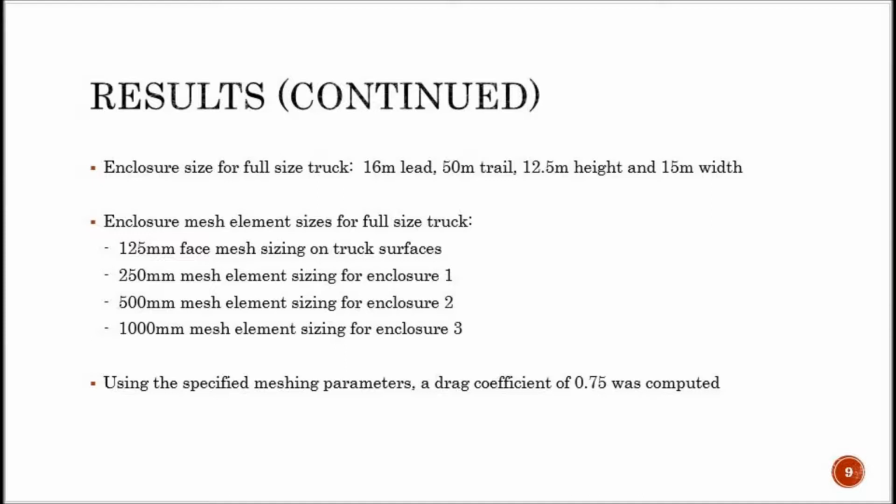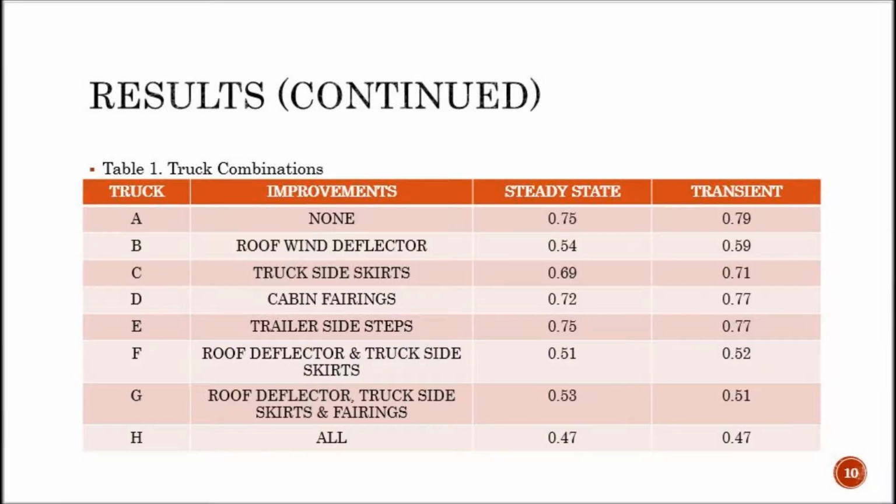With regards to Table 1, it can be seen that for trucks A through to H, the drag coefficients found for the steady-state simulations were 0.75, 0.54, 0.69, 0.72, 0.75, 0.51, 0.53, and 0.47 respectively. These figures mark improvements of 28, 8, 4, 0, 32, 29, and 37% over the baseline truck respectively. Therefore, it can be seen that the addition of the roof-mounted deflectors is the most effective in reducing aerodynamic drag.